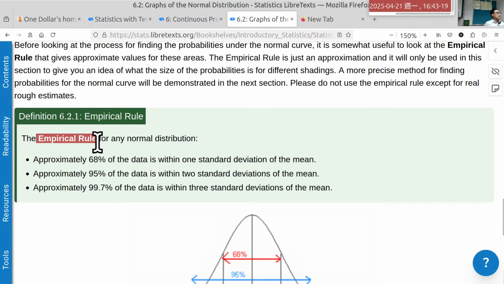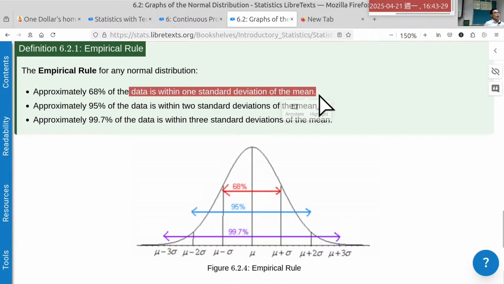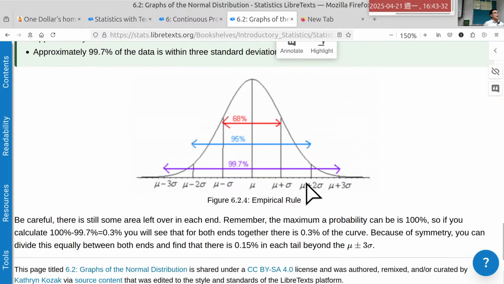The empirical rule for any normal distribution. First one, approximately 68% of the data is within one standard deviation of the mean. Let me show you here. Check my mouse cursor here. Close to 68%. And here, 95%, that is mu plus minus 2 sigma. Plus is here. Minus is here. And I encourage you to memorize those numbers.